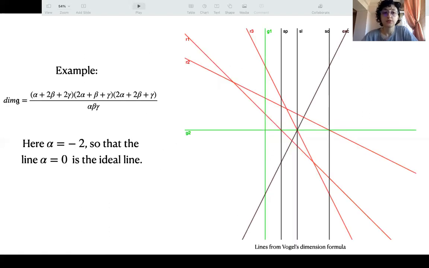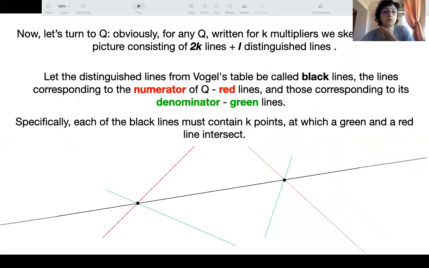To illustrate this fact, I did a sketch of the simplest universal formula. Here you see it with the particularly chosen parameterization. And now let's turn to our functions Q.